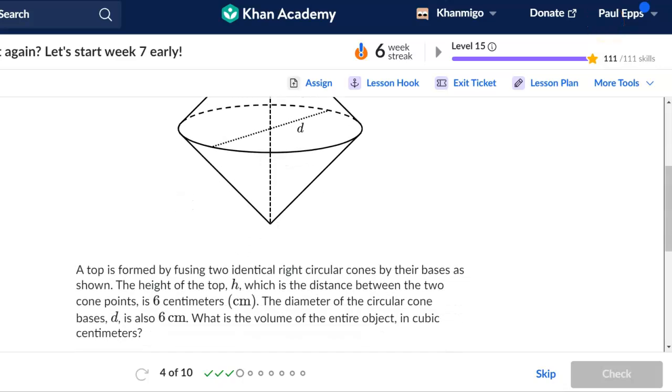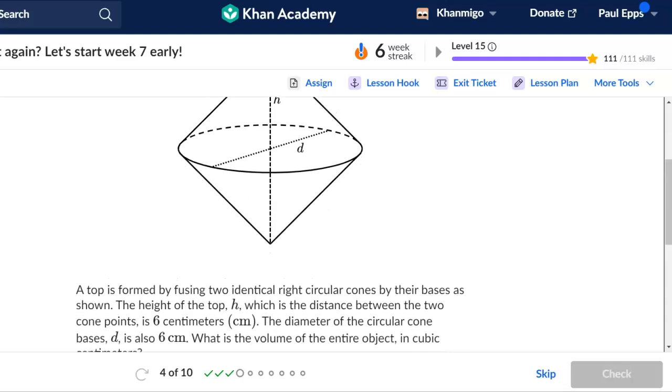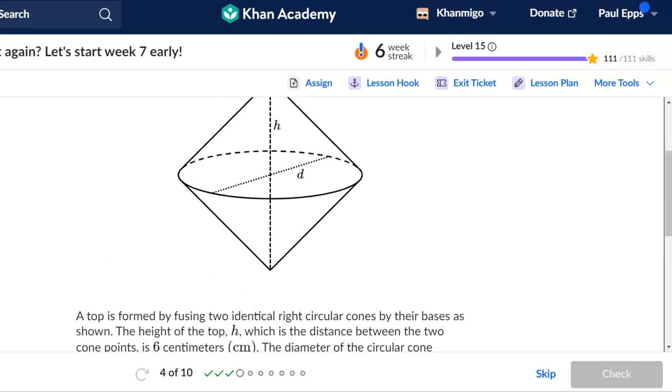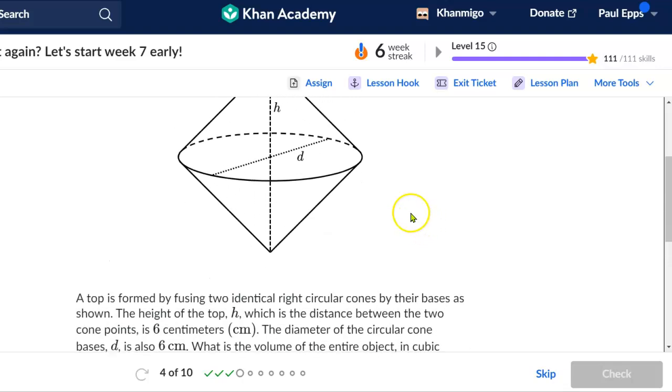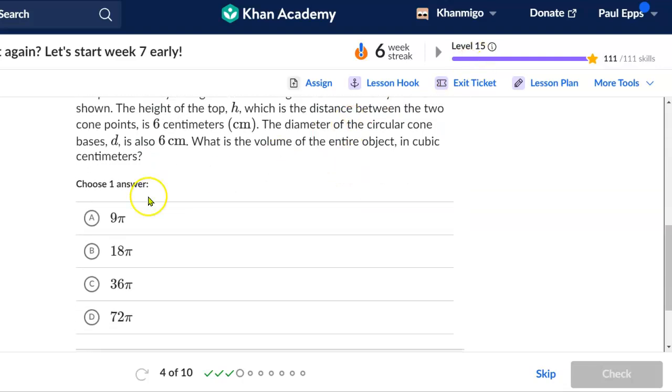Height of the top is 6, so really the height of one cone is 3. Diameter, so the radius is 3. What is the volume? 9 pi, so we got to double it, and it's going to be 18 pi. Choose one answer. All right, 18 pi.